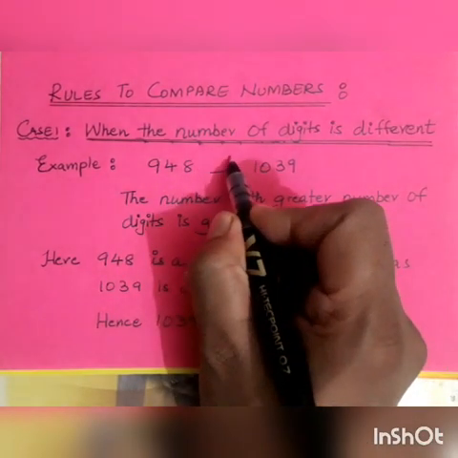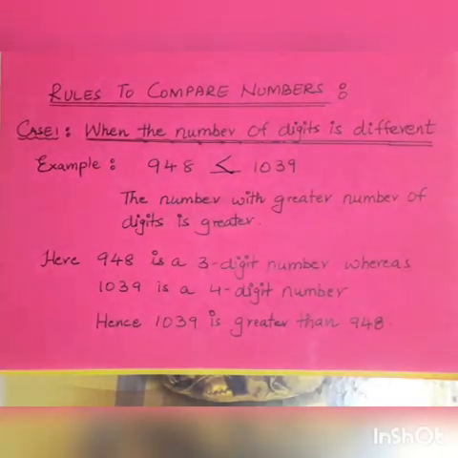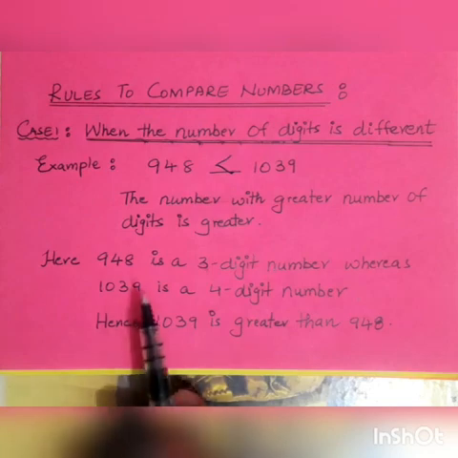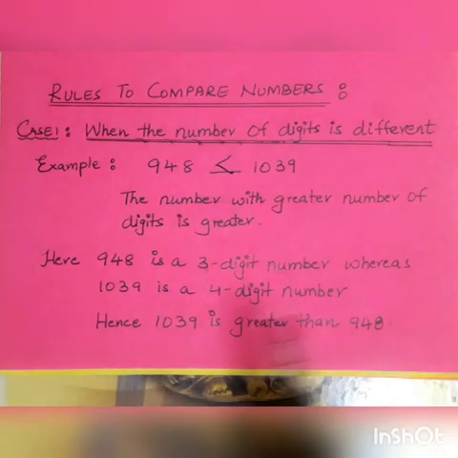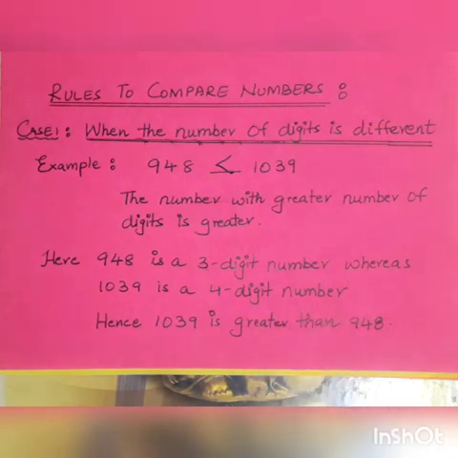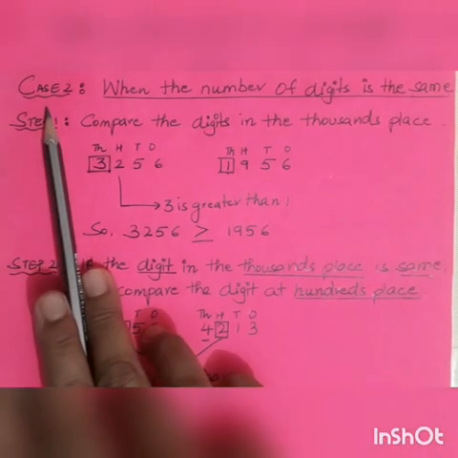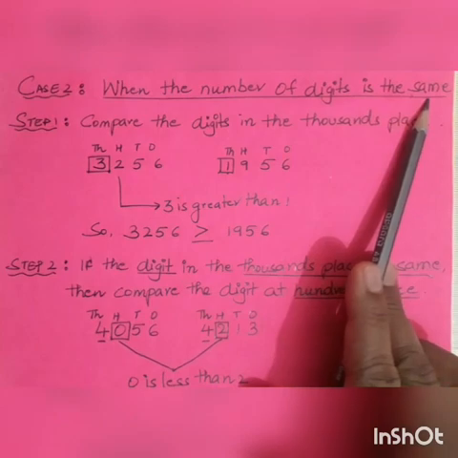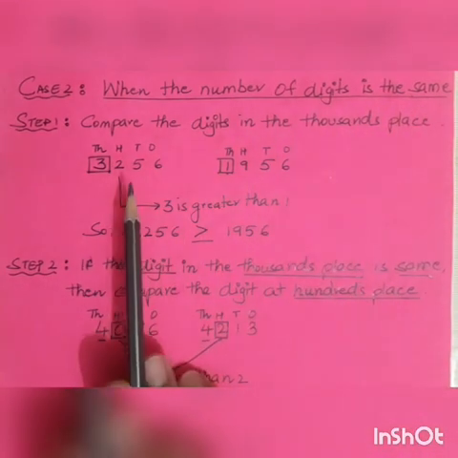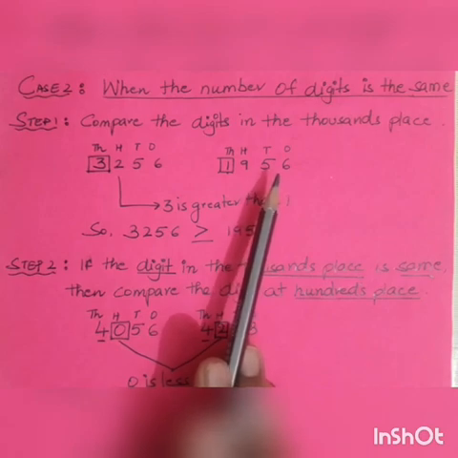So the crocodile mouth will remain open towards the number that is greater. Here 948 is a 3-digit number, whereas 1039 is a 4-digit number. Hence 1039 is greater than 948. Let us come to case 2, when the number of digits is the same. When we have the same number of digits in both the given numbers, then how will we find out which number is greater and which number is smaller?